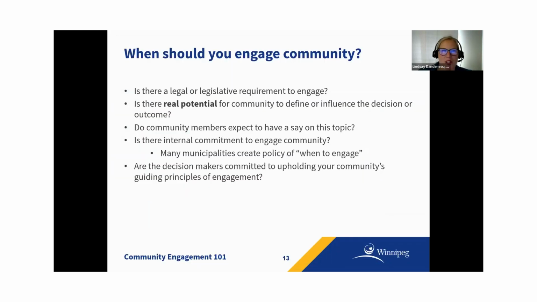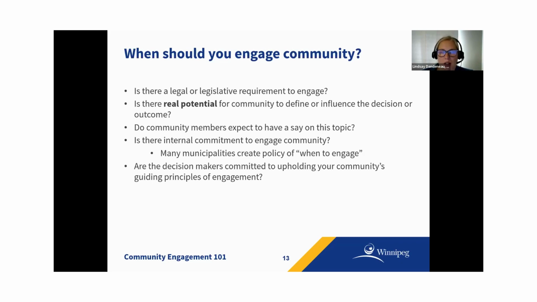So now we think about the projects or the issues that are facing our communities, and we need to determine when we should engage the community. We'll get to the how next, right? And so the first thing: is there a legal or legislative requirement to engage? Then it's a no-brainer, we absolutely need to engage. Is there real potential, and I bolded that, for the community to define or influence the decision or the outcome? And one of the things that they said in that video for the City of Canning, which is true, is that if the decision's already been made, don't get input on that.